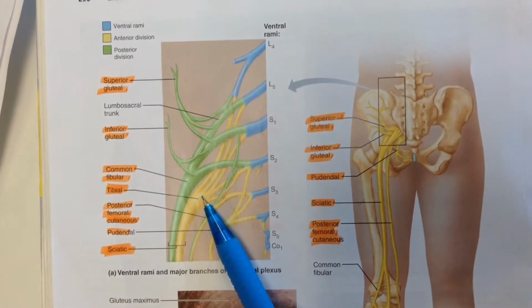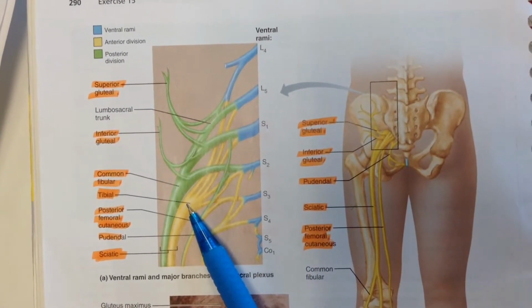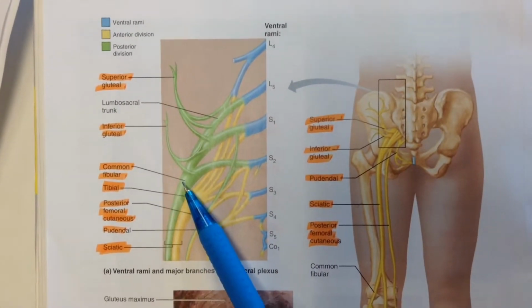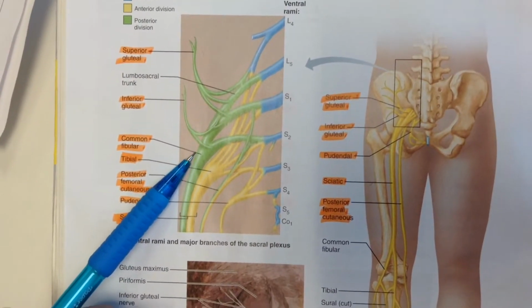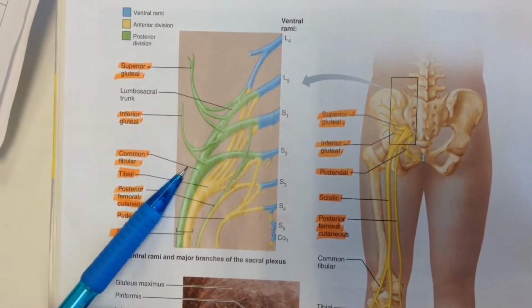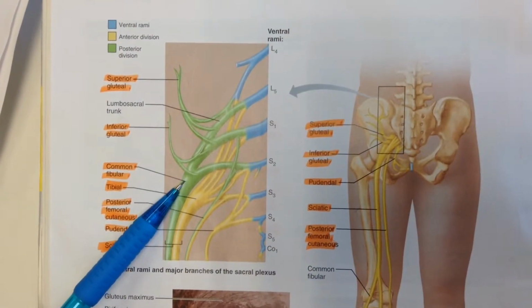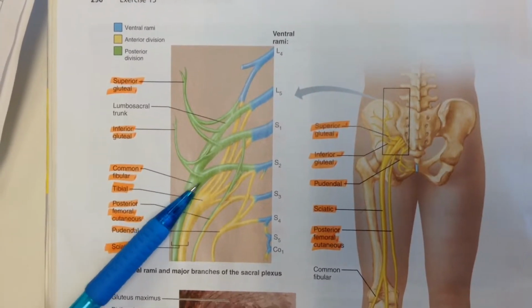Cutaneous structure served: skin of posterior leg and sole of foot. Motor structure served: hamstrings and posterior leg muscles. Sacral plexus, common fibular, ventral rami L4 through S2. Cutaneous structure served: skin of anterolateral aspect of leg. Motor structure served: tibialis anterior, peroneal, and extensor muscles of toes.